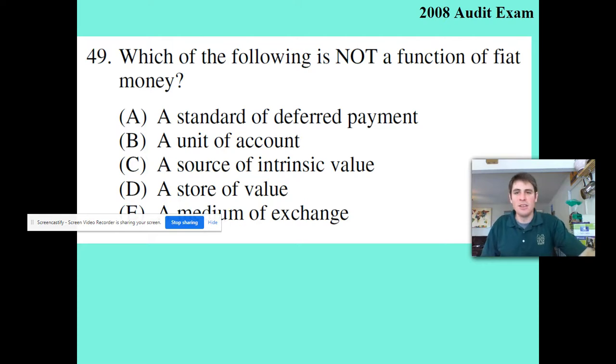All right. On your Edpuzzle that you're doing, pause it. Please answer this question: which of the following is not a function of fiat money? Well, you've got to combine the last couple of slides. What are the three functions of money? Well, the acronym for that is AVE, A-V-E. It's a unit of account, it's a store of value, and it's a medium of exchange, right?